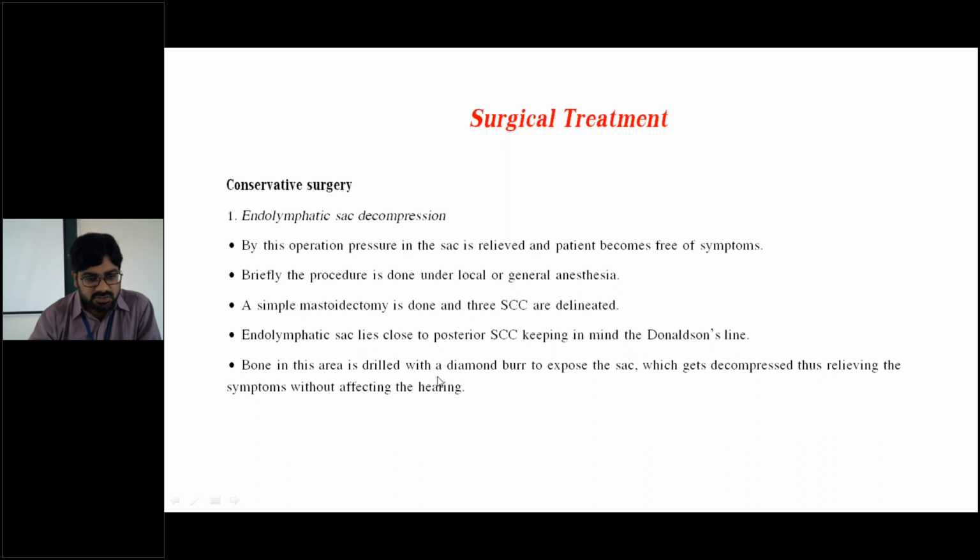The bone in this area is drilled with a diamond burr to expose the sac, which gets decompressed, thus relieving the symptoms. So what you do is you do a mastoidectomy, you delineate the semicircular canals, you identify the Donaldson line, and you drill the bone over it and try to expose the sac. Once the sac is exposed, you can make a small incision over it, and the excess fluid will be removed. The endolymphatic sac gets relieved, pressure is relieved, and the symptoms will also get relieved.